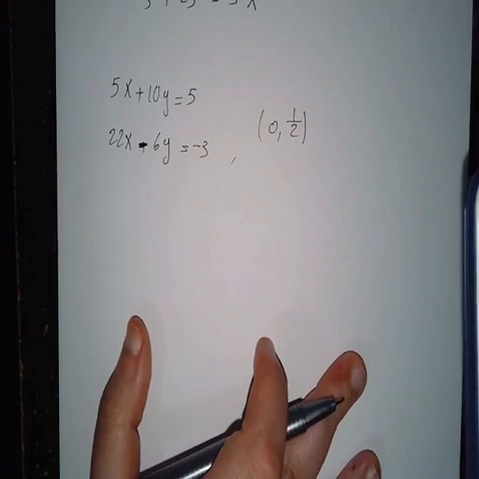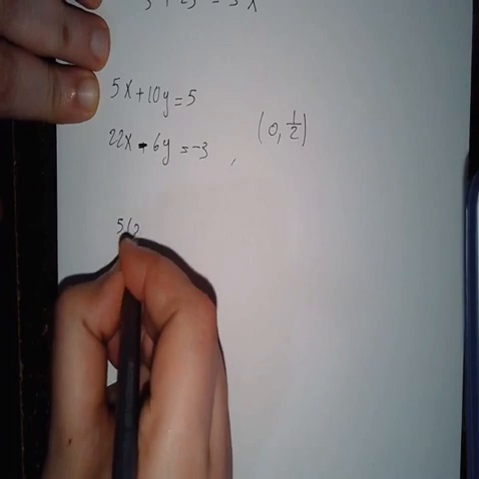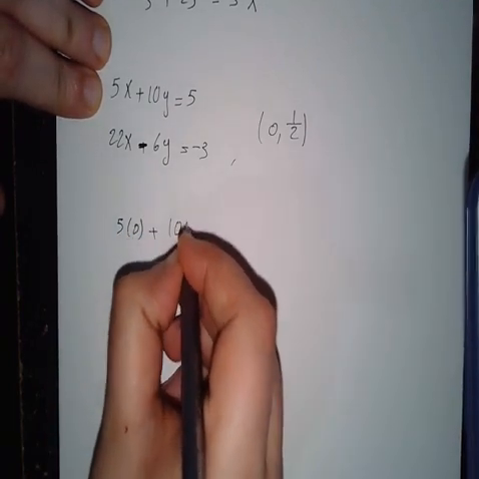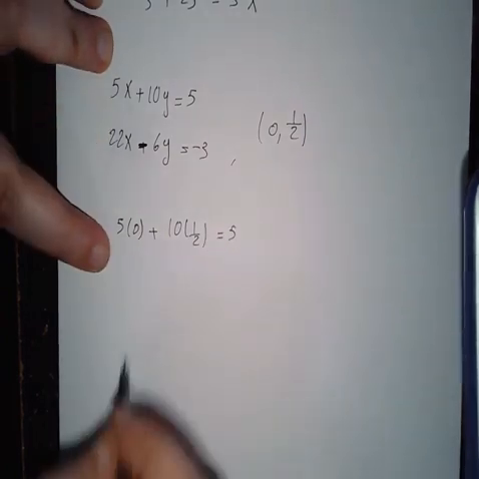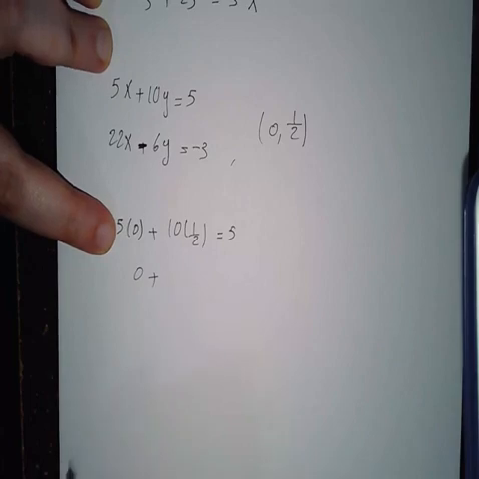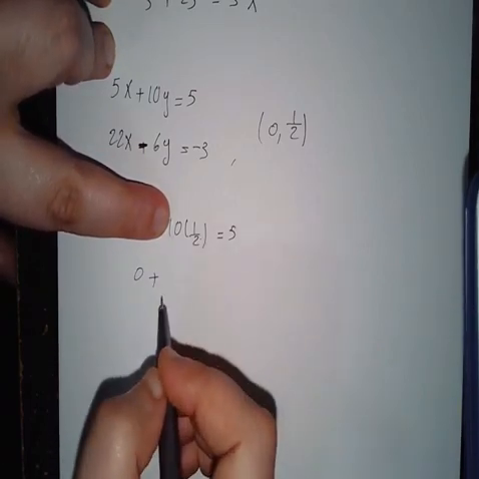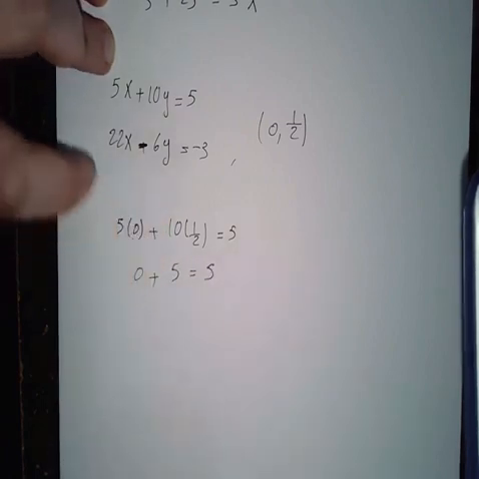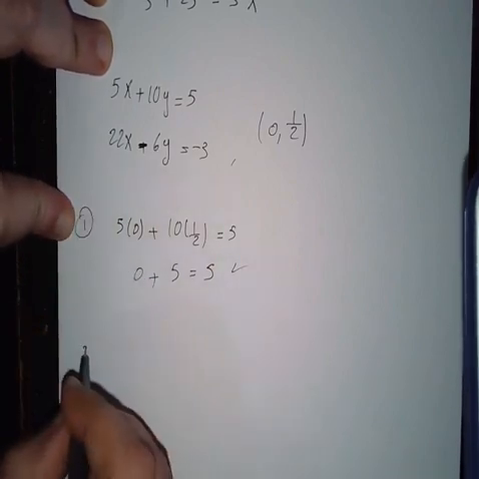Yeah? So let's try out the first one. 5 times 0 plus 10 times 1/2 equals 5. Okay, 5 times 0 is just 0, so that goes away. 10 times 1/2 is basically 10 divided by 2, which gives you 5. And 5 obviously equals 5. So this one works out. That's the first one.